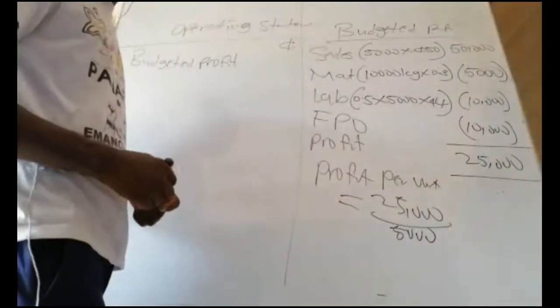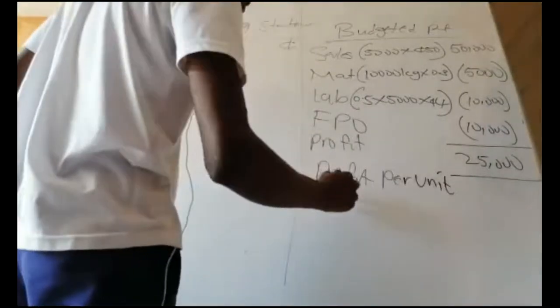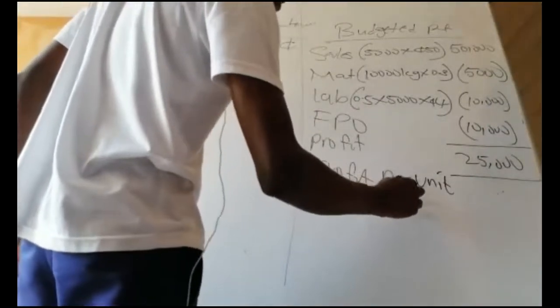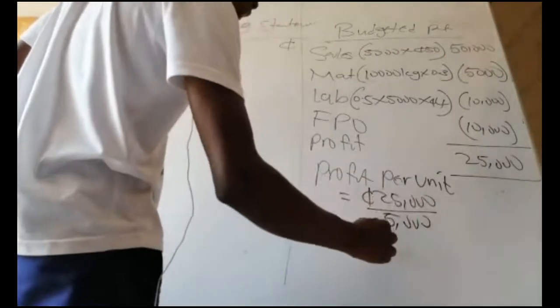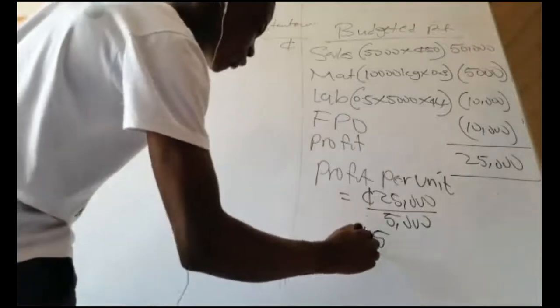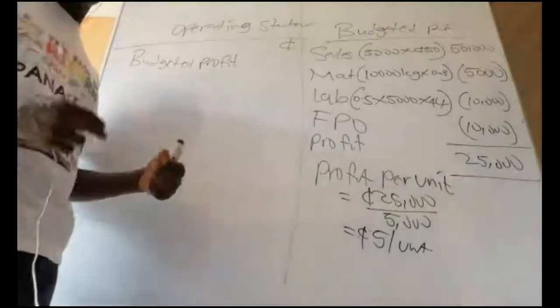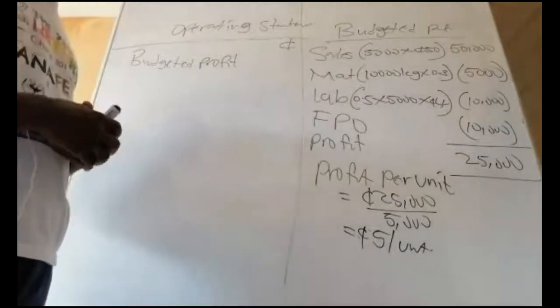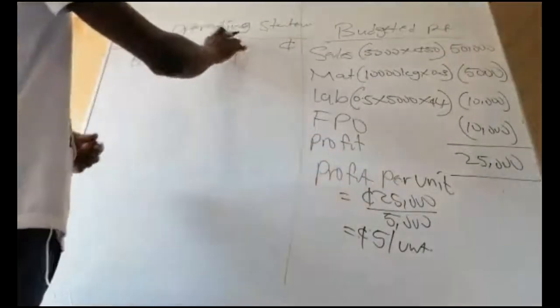The profit per unit will be the profit of 25,000 all divided by 5,000, and that will give us 5 Ghana cedis per unit. Perfect. So now we've used one working to clear 2 items at the same time. So now we go in and then we place our.